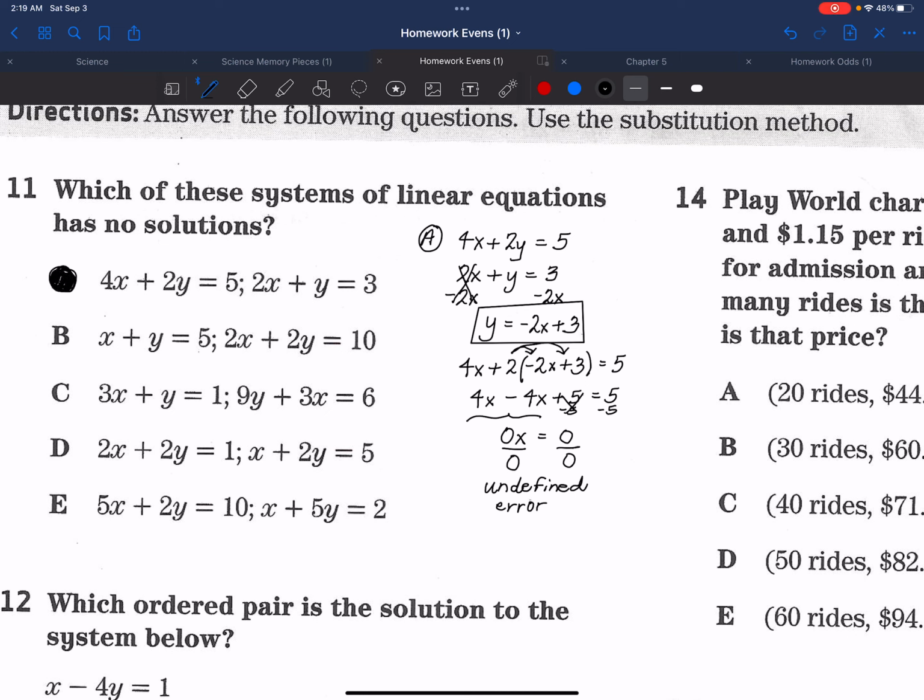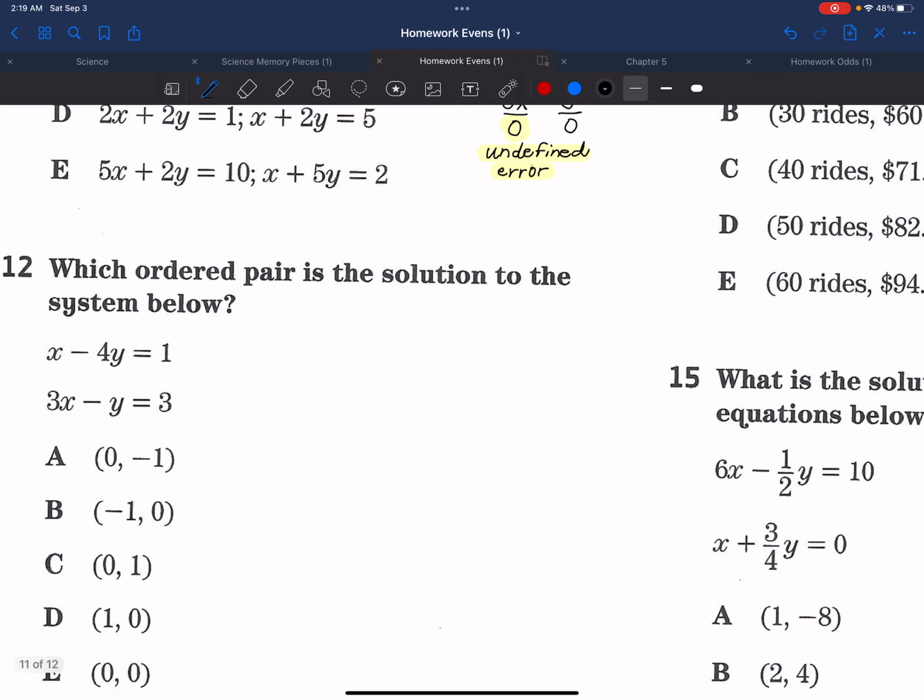I am not going to take the time to work all of these, but if you did work them, you should get a solution. You will not get an undefined error. So again, I know that this one has no solutions because I'm trying to divide by a 0.